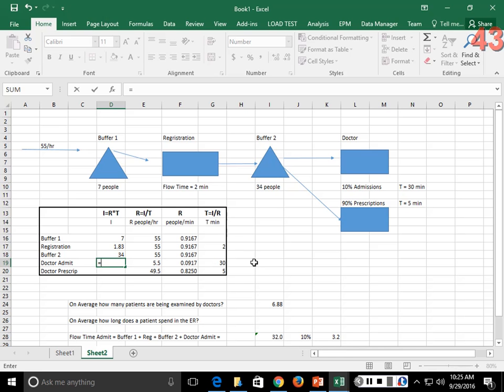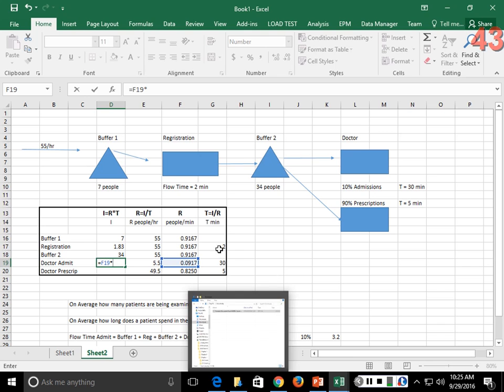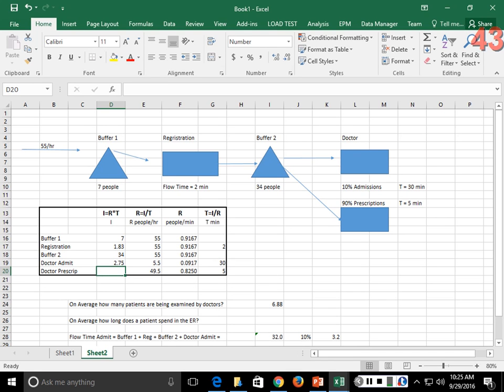It's 2.76. Oh, did you calculate it already? Okay, so it's this times this, right? 2.75. Okay. And for Dr. Prescript, Rachel, what's my formula here? 0.825 times 5. There we go. All right.